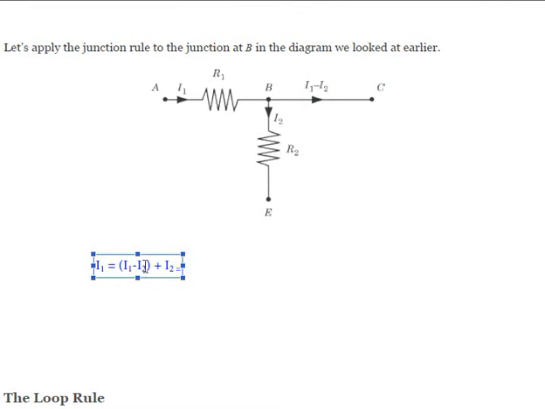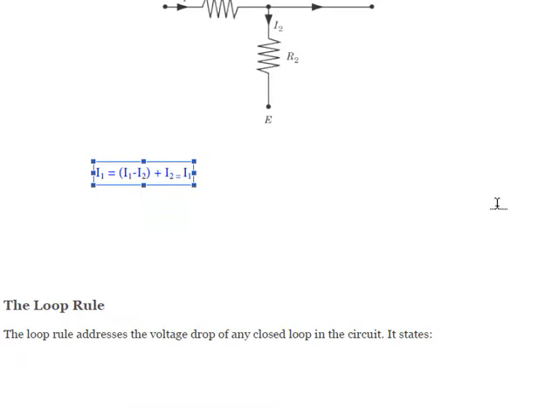So if we do that little bit of math right there, I2 minus I2 is 0. So really all we have is I1 equals I1. So we know we've set it up appropriately. Everything that goes in is equal to what's coming out.